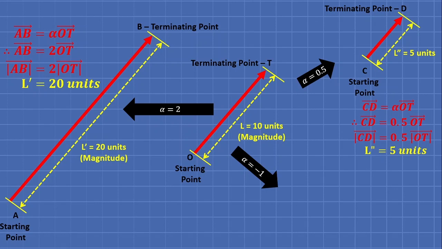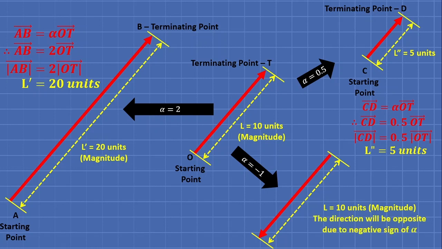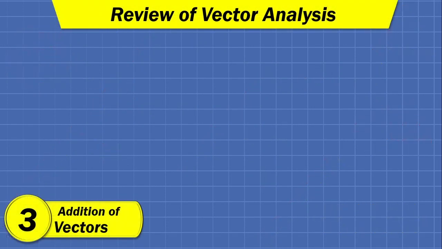Last, if we scale the vector OT with scalar -1, what will happen? So here the magnitude of scalar is 1. So no change will be there in the magnitude of scaled vector, but the scalar has the sign negative. So the scaled vector will change the direction opposite to the direction of original vector. So here, as you can see, the length will be same, that is 10 unit, but the direction will be opposite due to negative sign of alpha.